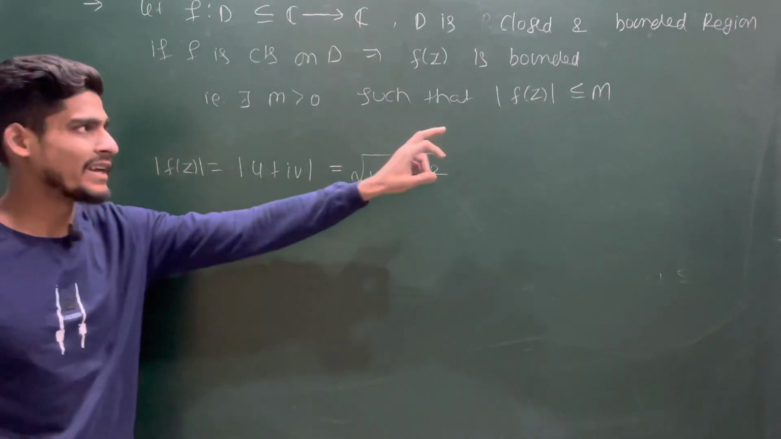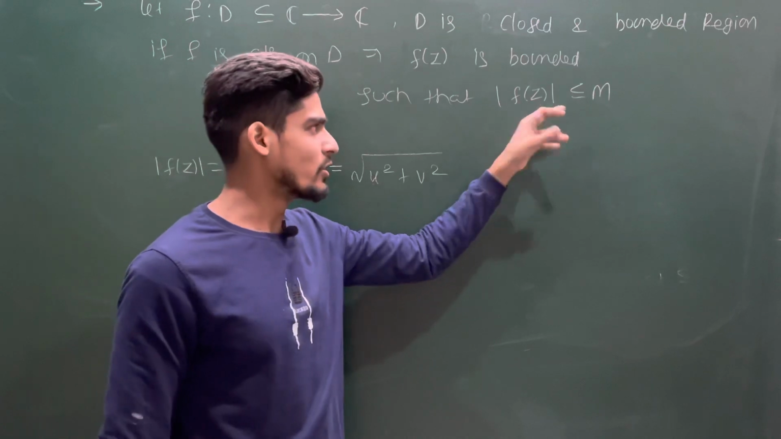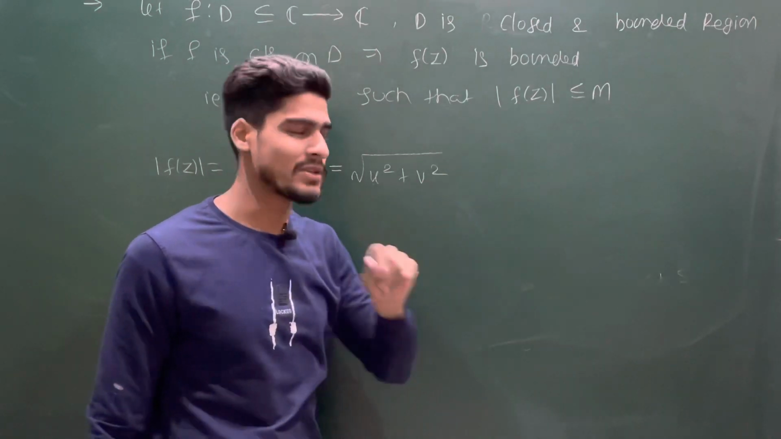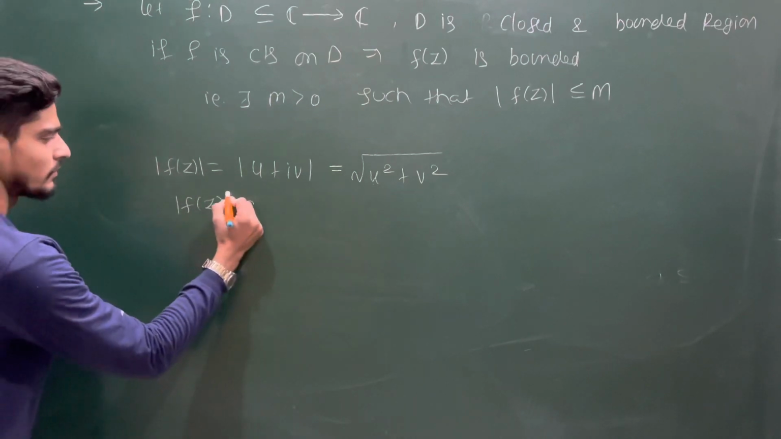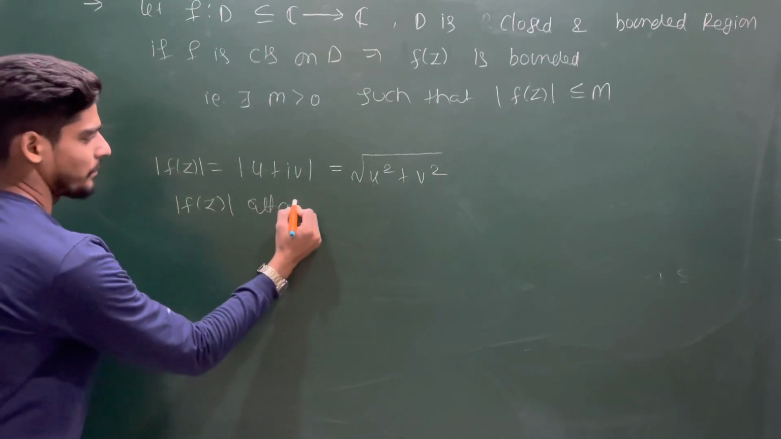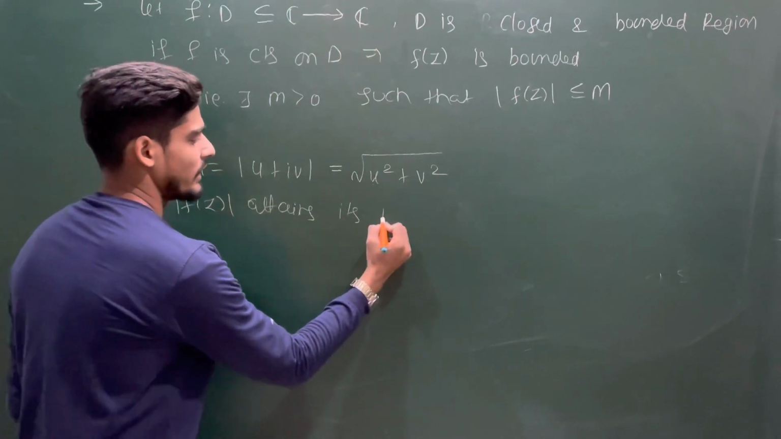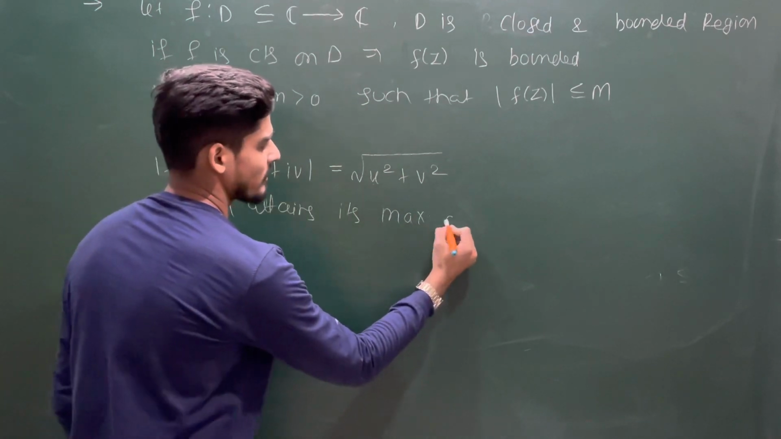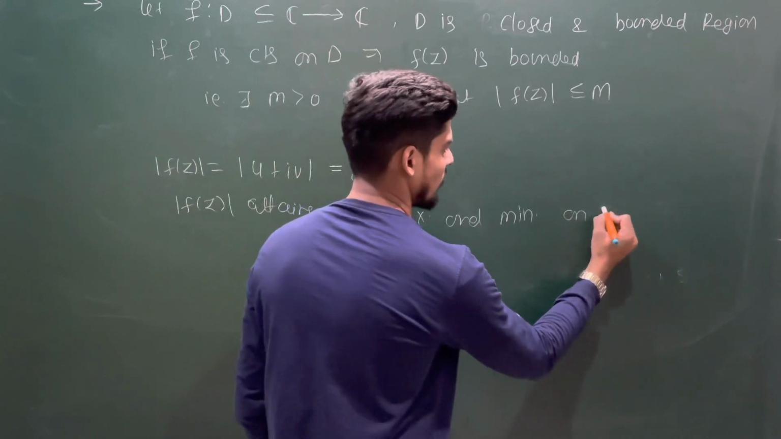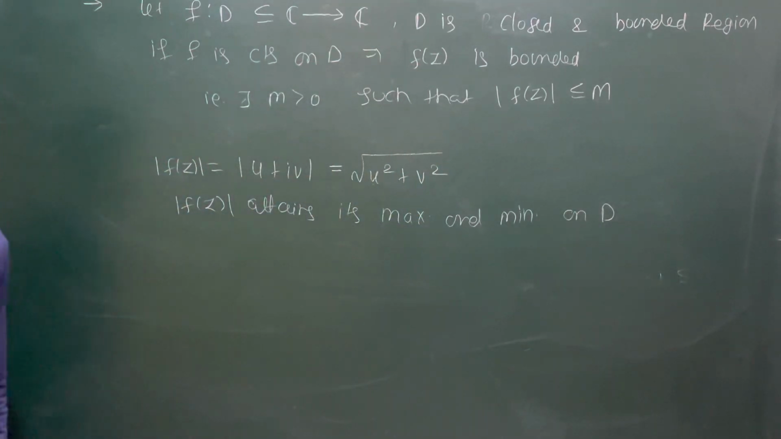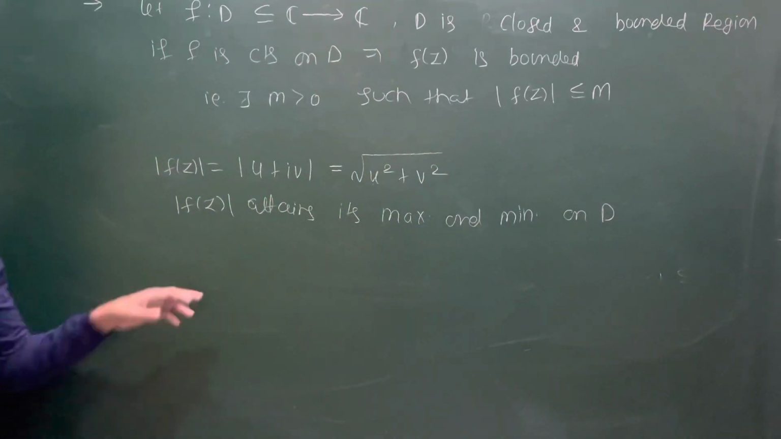So not only am I saying there exists a z naught such that mod f z is equal to m, I am saying mod f z attains its maximum and minimum on the compact region D. So this I am saying.